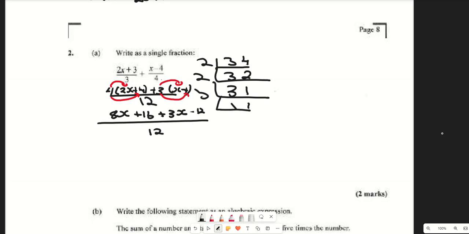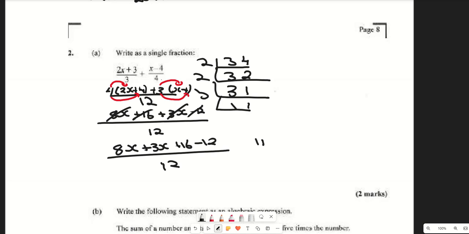Then after you do this, you're going to group like terms, meaning group all the x's and all the numbers. So it's going to turn to 8x plus 3x. It'll take the sign in front of those digits. You look at 3x, what is the sign in front of it? Plus. Plus 16, minus 12, and this will all be over 12. So 8 plus 3, 8, 9, 10, 11. That's 11x. 16 minus 12 is plus 4, all over 12.